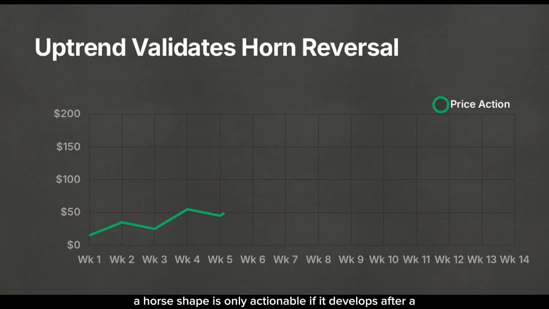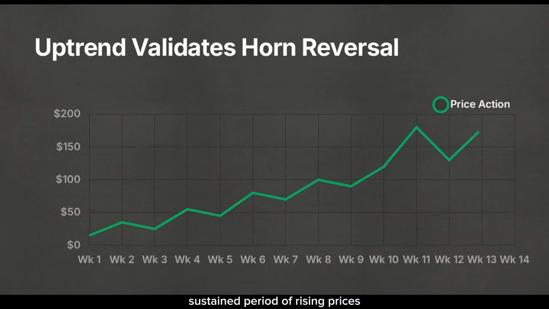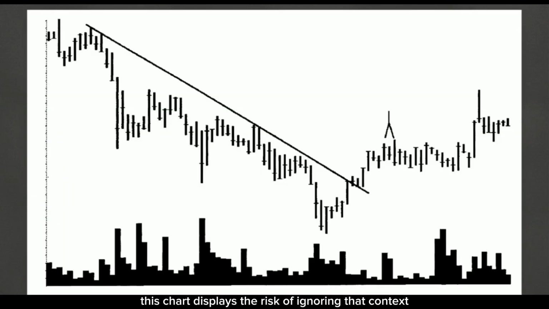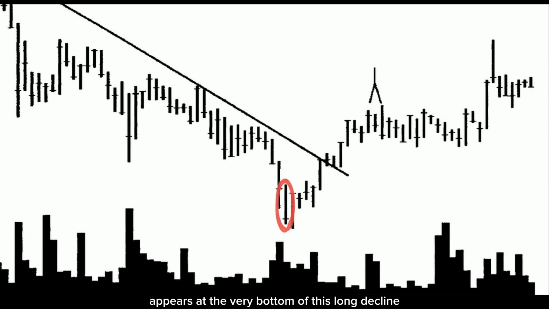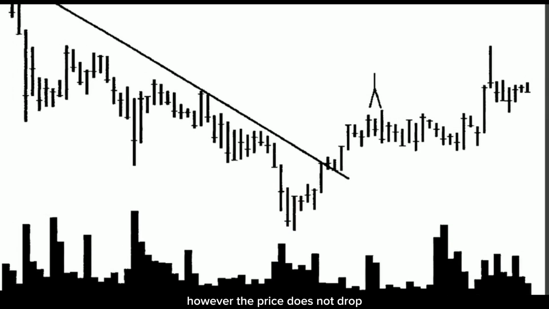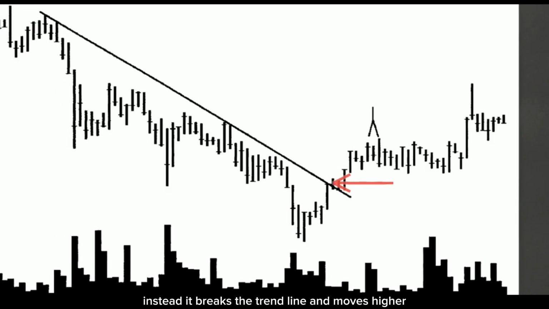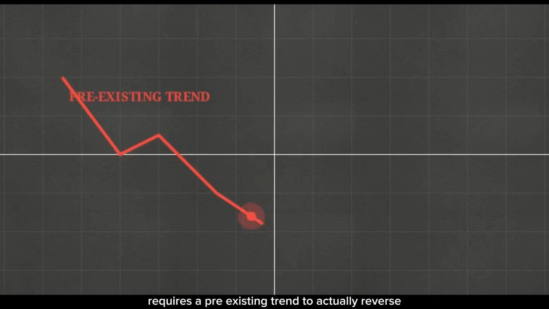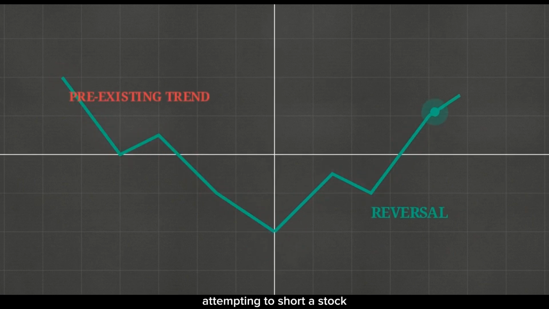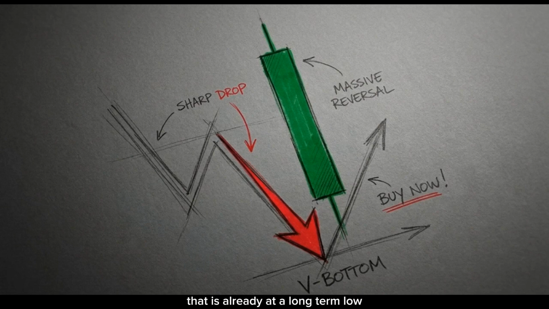A horn shape is only actionable if it develops after a sustained period of rising prices. This chart displays the risk of ignoring that context. Notice the descending trend line marking a stock that has been losing value for months. A horn formation appears at the very bottom of this long decline, looking like a reversal signal. However, the price does not drop. Instead, it breaks the trend line and moves higher, invalidating the pattern. A reversal pattern requires a pre-existing trend to actually reverse. Attempting to short a stock that is already at a long-term low often leads to a trap.